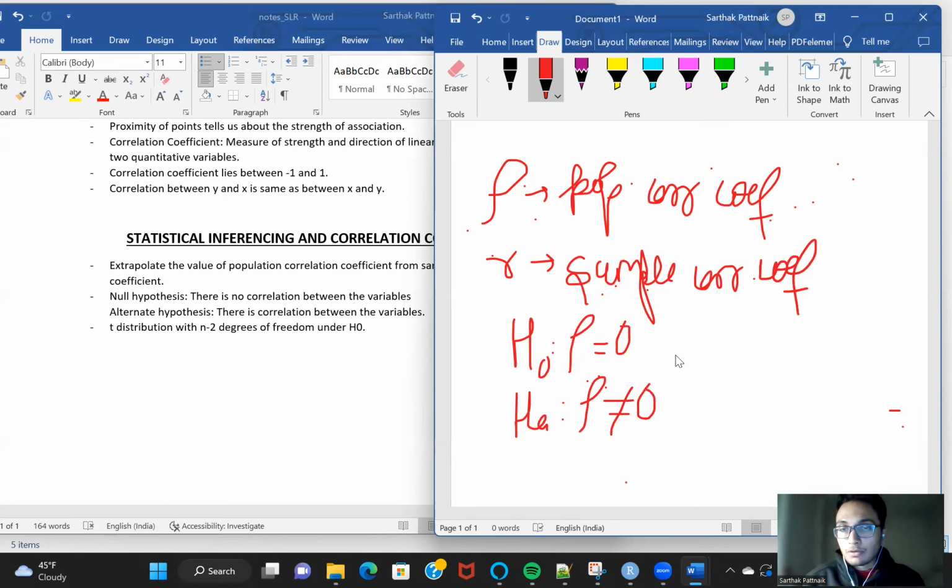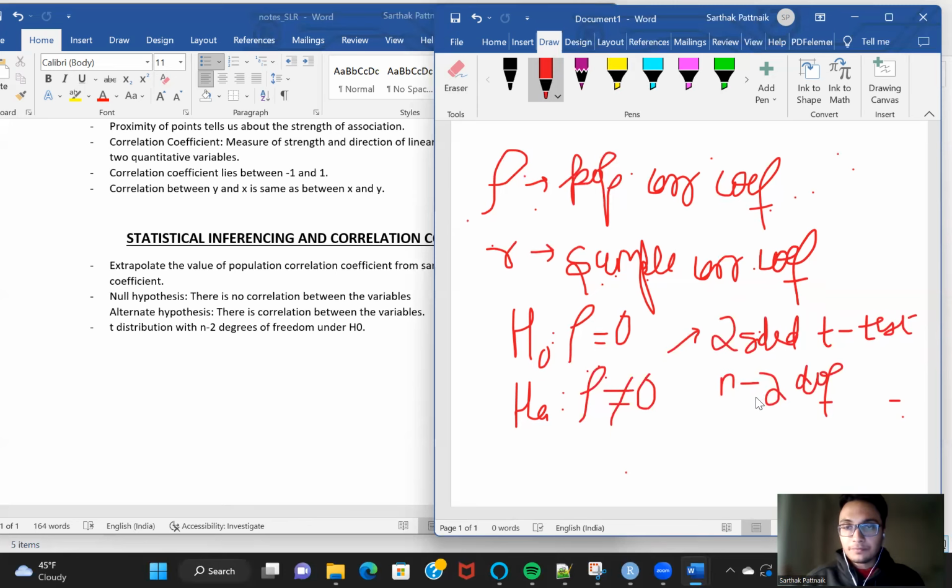So this is going to be my two-sided t-test with n minus 2 degrees of freedom. Right?